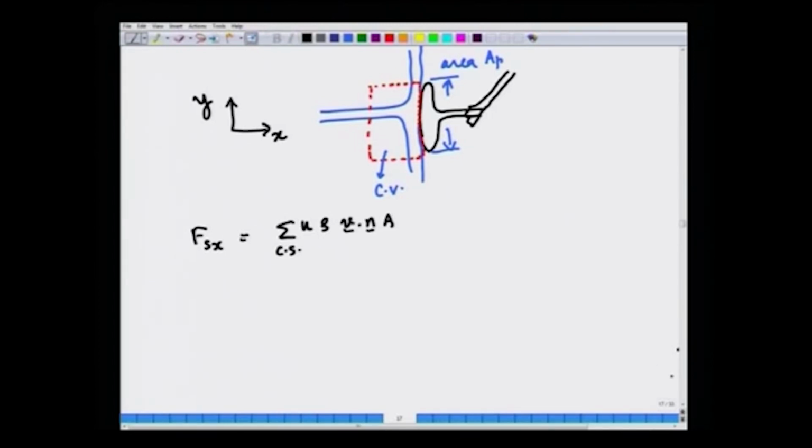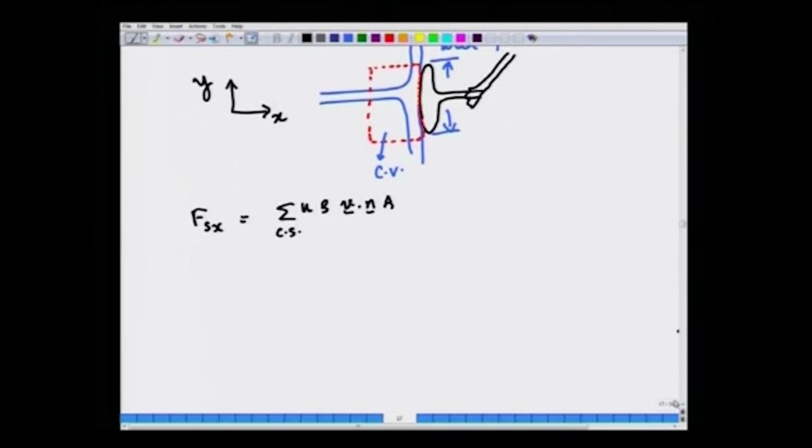A. Now, what is Fxx here? Now, there is clearly atmospheric pressure acting, and there is a force exerted by the solid surface on the fluid. Let us call that force Bx. This is the force exerted by the solid surface on the fluid.